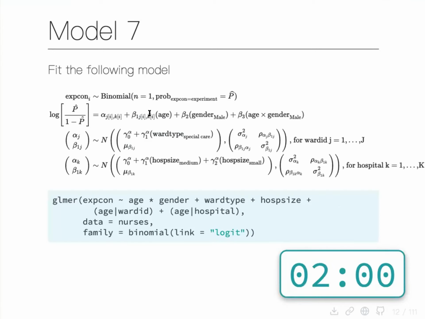So this whole part is going to be specified here, age times gender, right? That's going to give us age, gender, and age times gender. Then ward type, that's going to give us this one. Hospital size, that's going to give us this one and this one because it's a factor. And then for our random effects, we have alpha J and beta 1J. So that's going to be the intercept plus the age slope, randomly varying at the ward ID and the hospital levels.